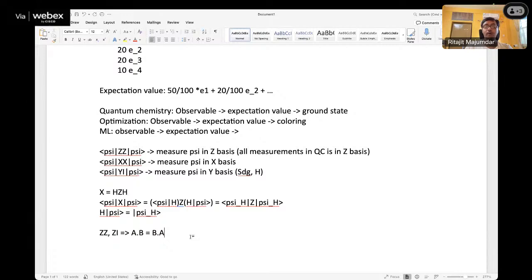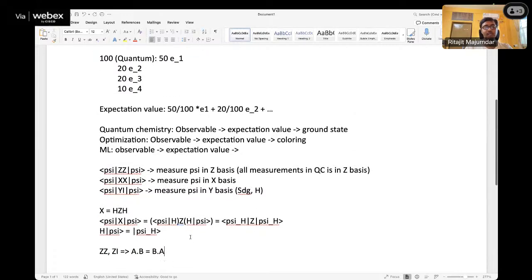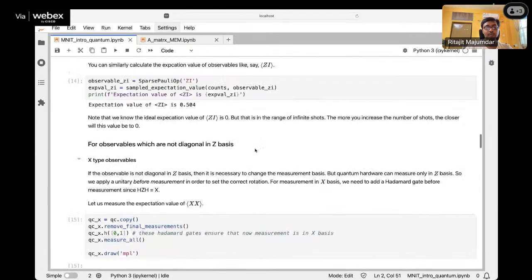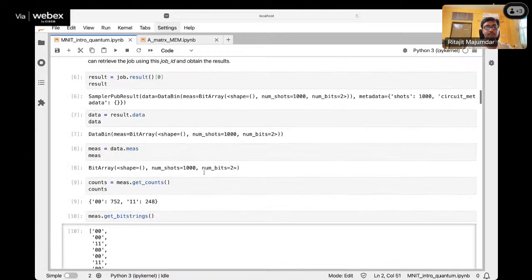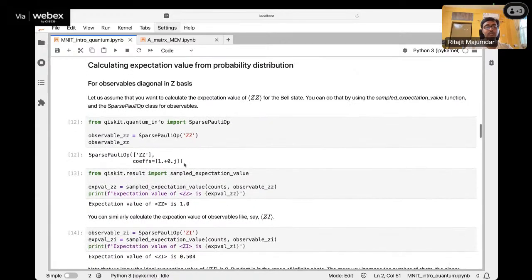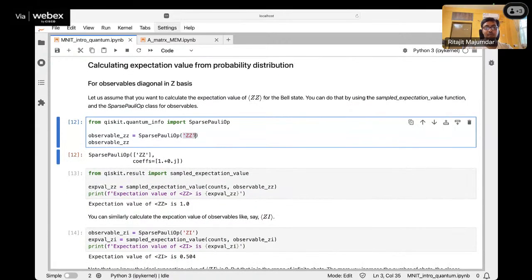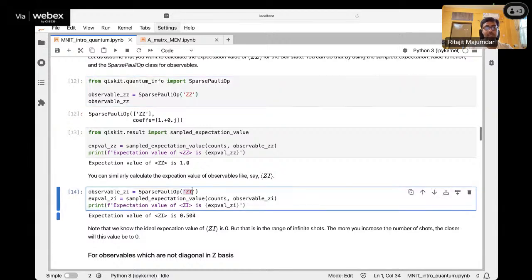And when they commute with each other, I can use the same distribution to calculate the expectation value of both ZZ and ZI. And this is exactly what I have done. I have measured this only once previously. I took this outcome and I used it to calculate the expectation value of ZZ. I used it to calculate the expectation value of ZI. I could have used it to calculate the expectation value of IZ as well.